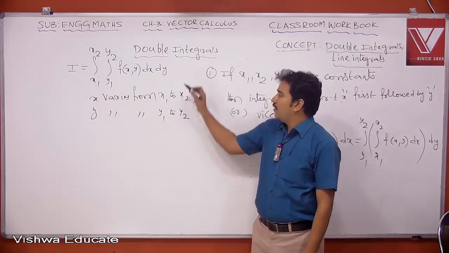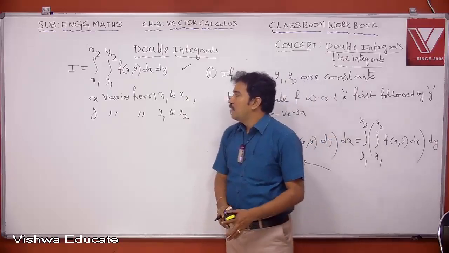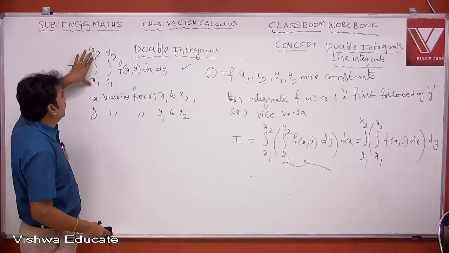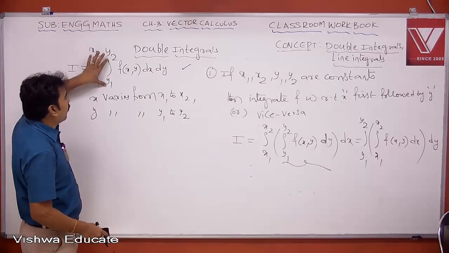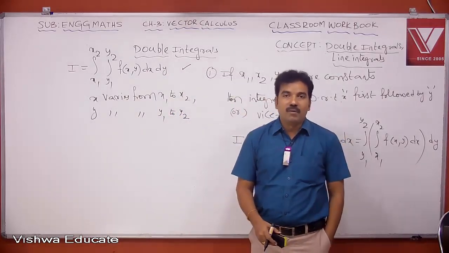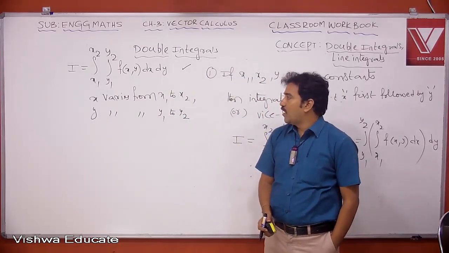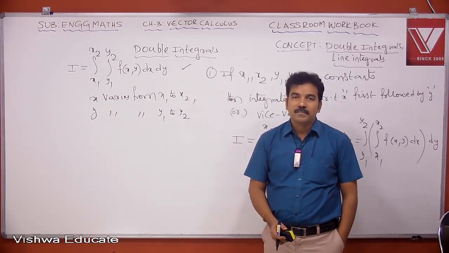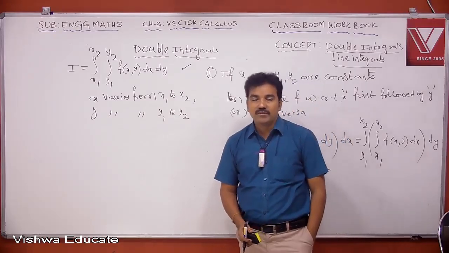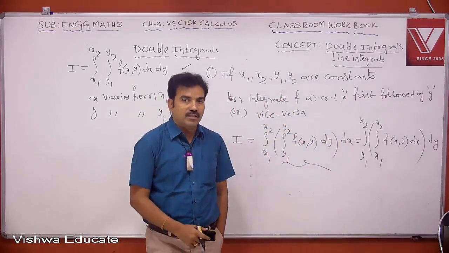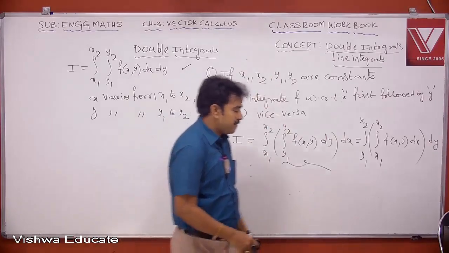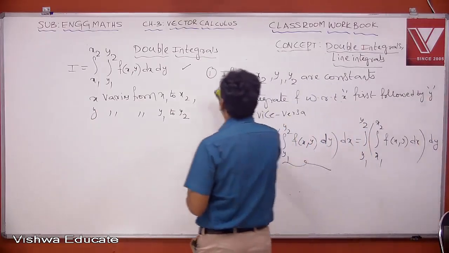Consider a double integral I equal to integral x1 to x2, integral y1 to y2, f of x comma y dx dy, where x varies from x1 to x2, and y varies from y1 to y2. Case 1. Note these points. Now let us discuss case 2.